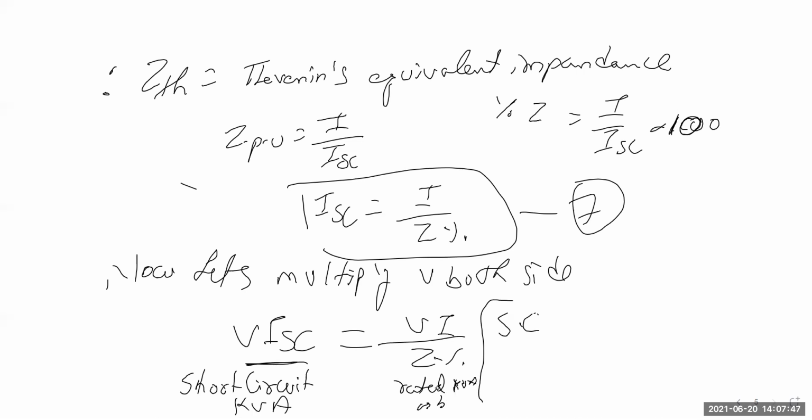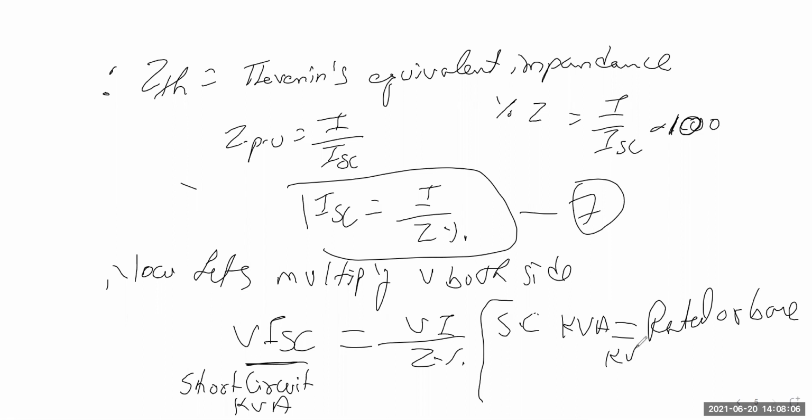Okay, as a base kVA, we could write the short circuit kVA is equal to rated or base kVA into 100 by percentage Z. Okay, this is what we get.